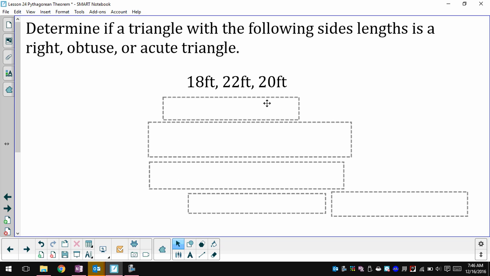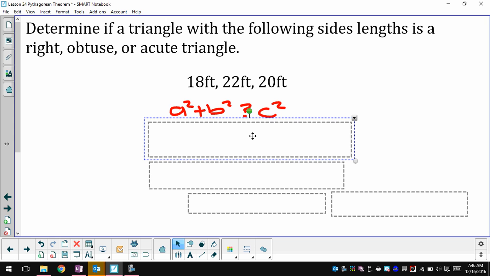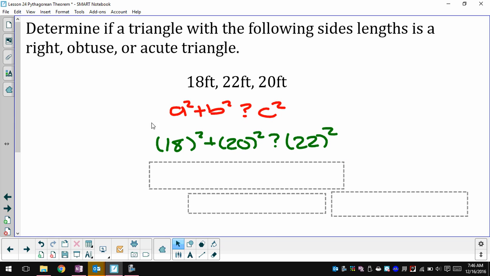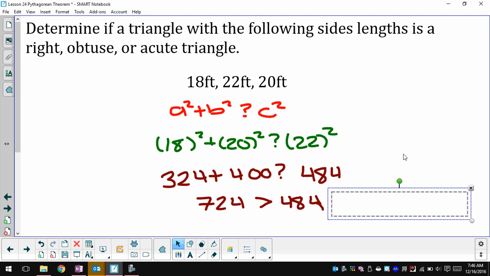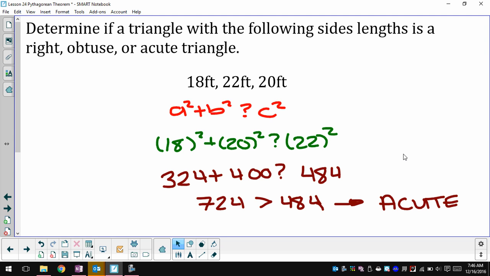So we'll try another one. Again, I use a question mark because we're trying to figure out what symbol should go there. I make sure that I plug the two smaller sides in on the left, and the biggest side is by itself, so 22 being the biggest side. These are not always going to be listed in order. I square each number, and this left side, my a squared plus my b squared, turns out to be bigger than c squared. So that makes this an acute triangle.